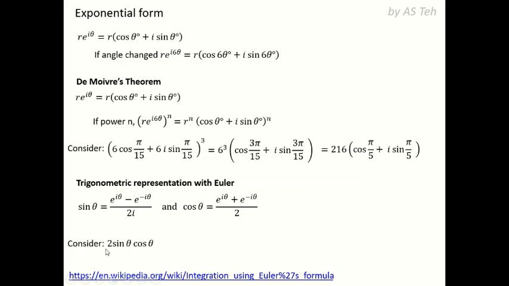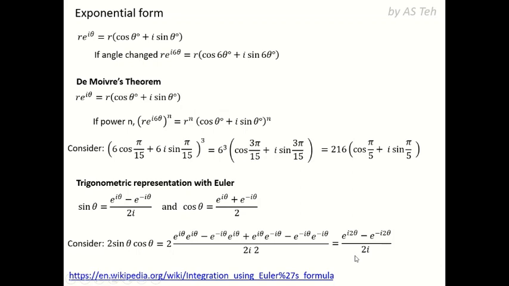I can then use the exponential representation to make some trigonometric calculations. For example, let's say you have 2 sin θ cos θ, so I will multiply this with this component here. So e^(iθ) times e^(iθ) becomes e^(2iθ), and e^(-iθ) times e^(iθ) becomes 1, so negative 1 plus 1 cancels out. What remains is this, and you can see that it has the same form as this, only the angle is different. Now it's 2θ. So this is equivalent to sin 2θ.